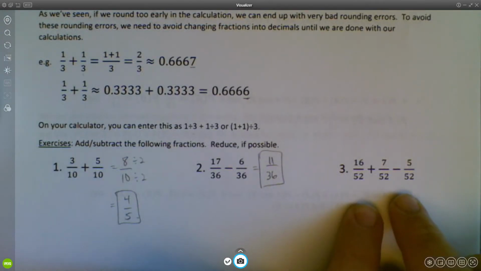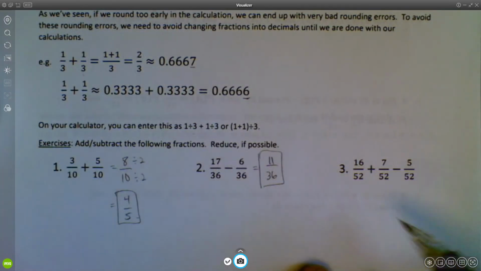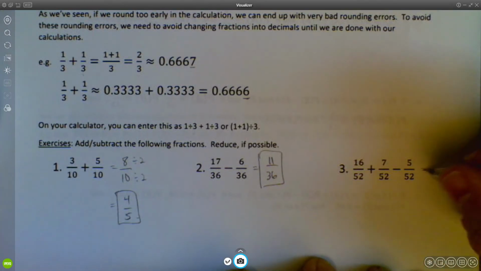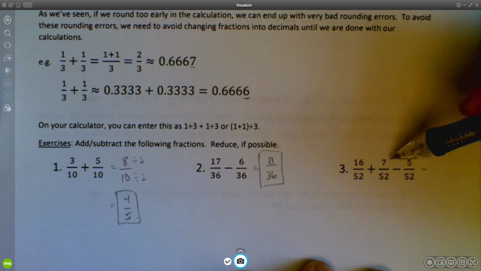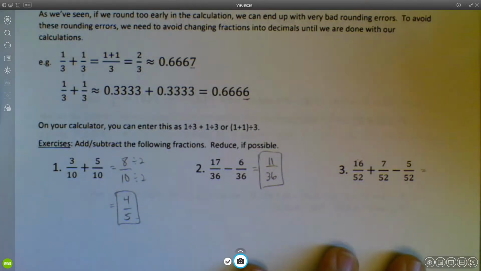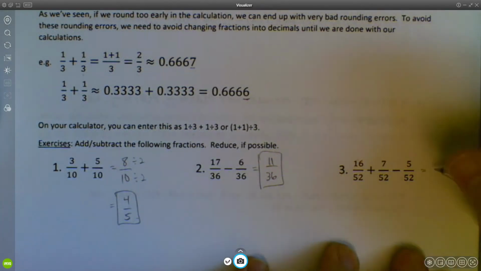On number 3, I want to show you that you can do this with both addition and subtraction, and again, don't worry about the denominators. As long as the denominators are the same, you can go ahead and add and subtract the numerators all you want. So I can do 16 plus 7. So 16 plus 7 is what? 23. And then minus 5 should be 18. So you should end up with 18 over 52.